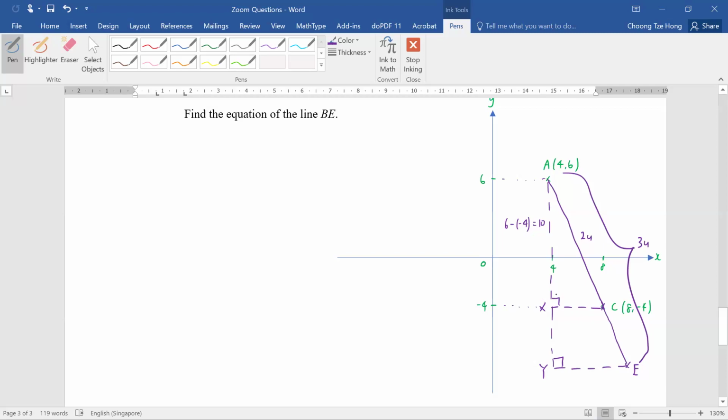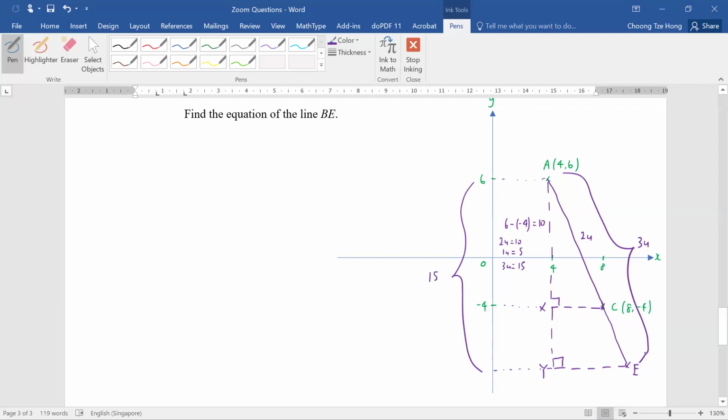Okay, so AX over AY will have the same ratio as AC over AE. So this means that this 10 units is actually referring to 2U. So 2U is 10 units, so 1U will be equal to 5. From A to Y will be 3 units, following the ratio of AE. So 3 times 5 is going to be 15 units. So this means that from here all the way to here, it's going to be 15, right?